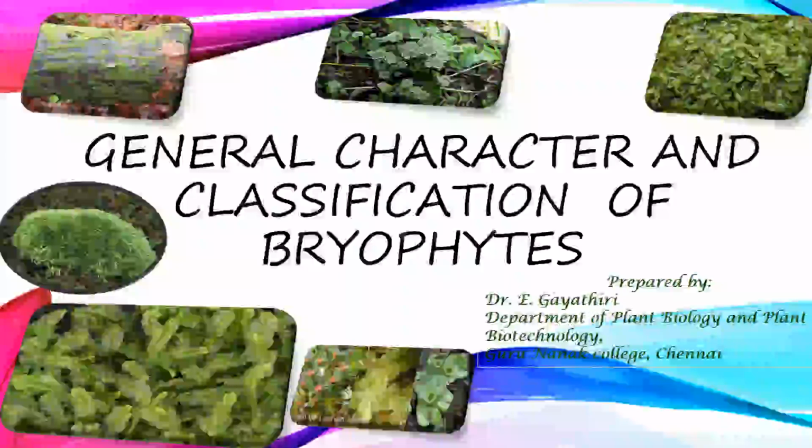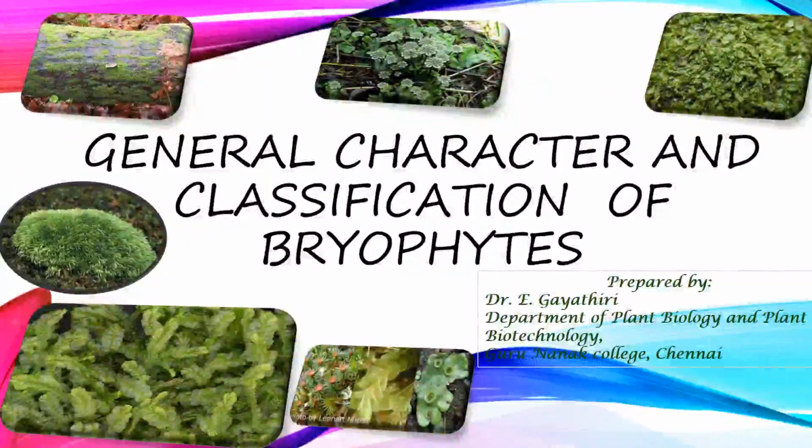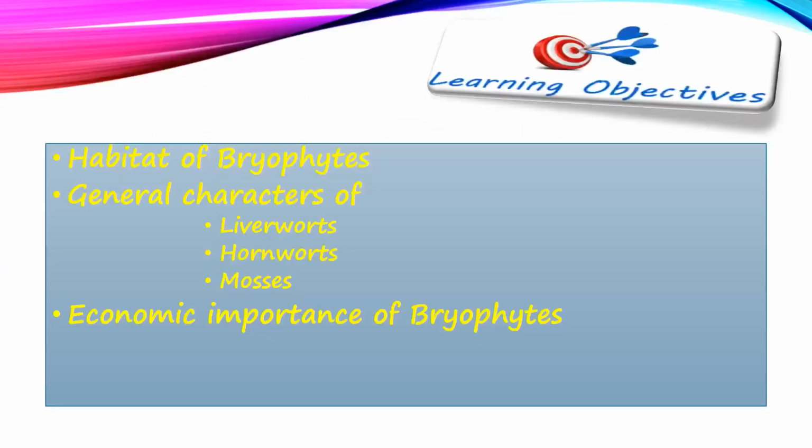Hello everyone. In this video, we will be learning the general characters of bryophytes and its classification. Let us see what content we are going to deal with. We will start with the habitat of bryophytes, followed by the general characteristics of three classes of bryophytes, namely liverworts, hornworts and mosses. Finally, we will see the economic importance of bryophytes.